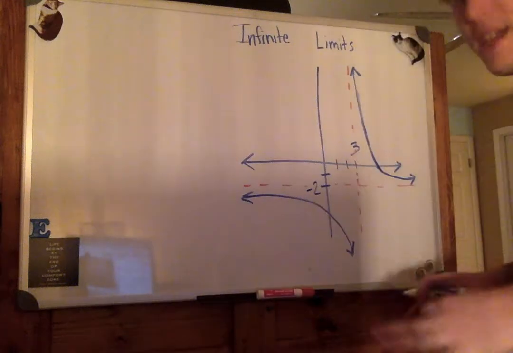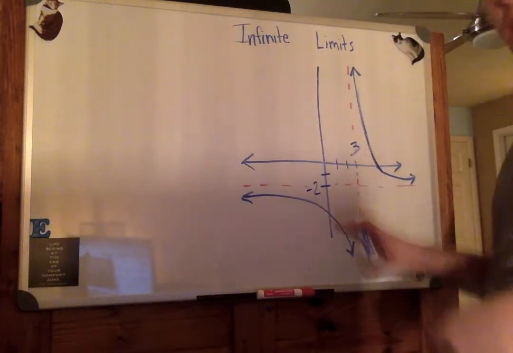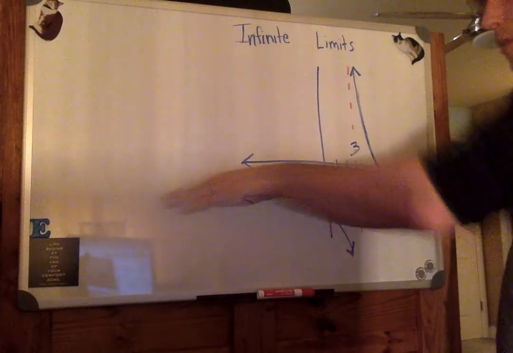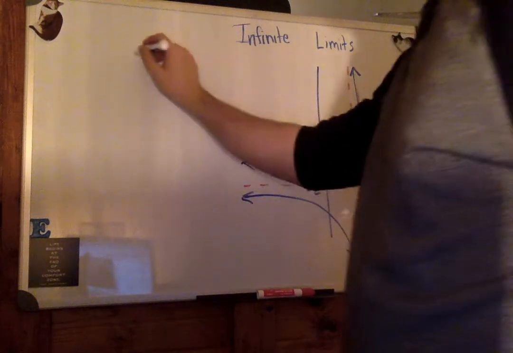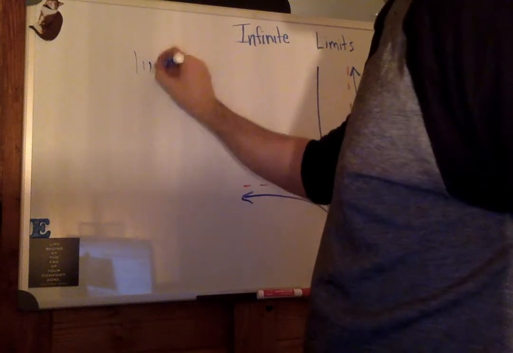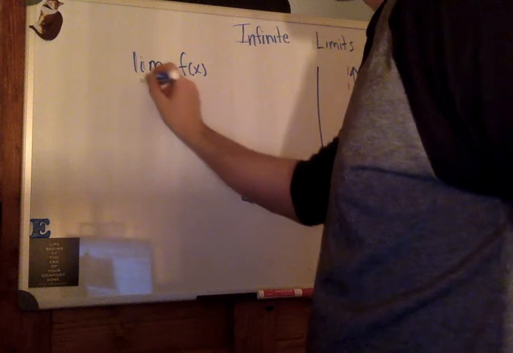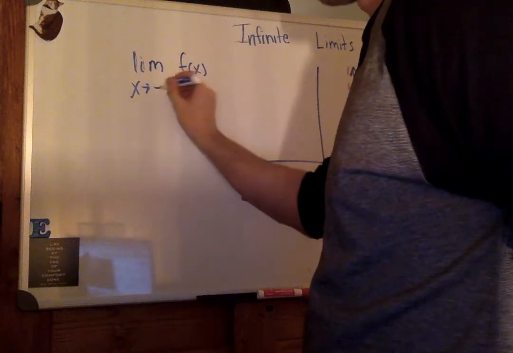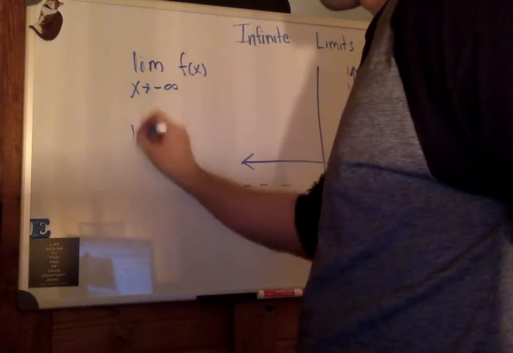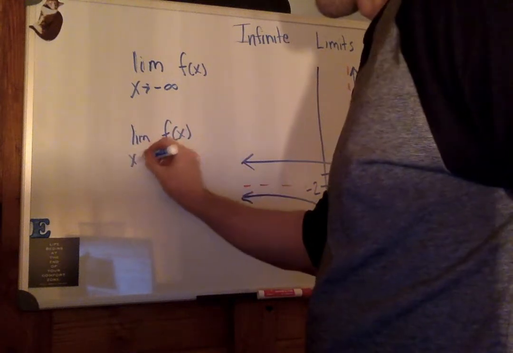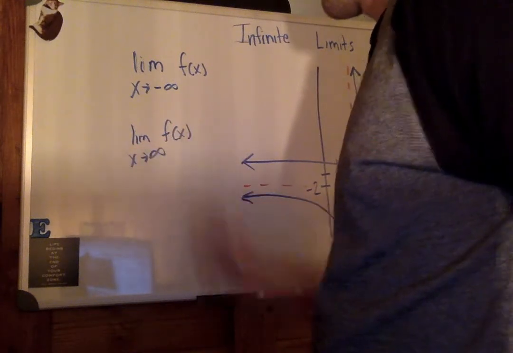The next question that you can ask about a function that has these asymptotes has to do with not infinity up and down, but rather infinity left and right. So the way that we ask that question is we ask, what is the limit of f of x as x approaches negative infinity, and what is the limit of f of x as we approach positive infinity?